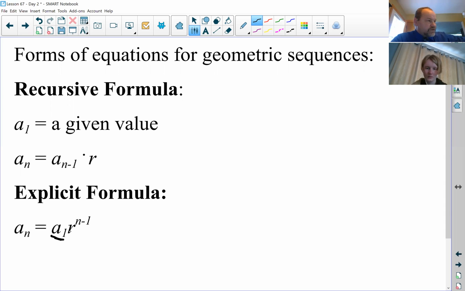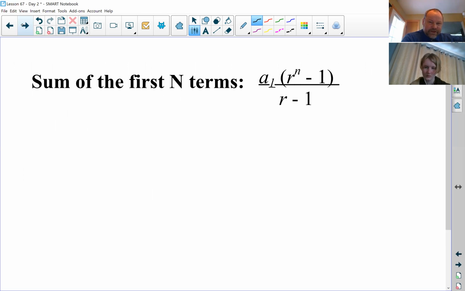Yesterday we found the sum of the terms in an arithmetic sequence. Today we're going to find the sum of terms in a geometric sequence, and there is a formula for that. To find the sum of the first n terms, you're going to take the first term times the common ratio to the nth power minus 1, divided by the common ratio minus 1.